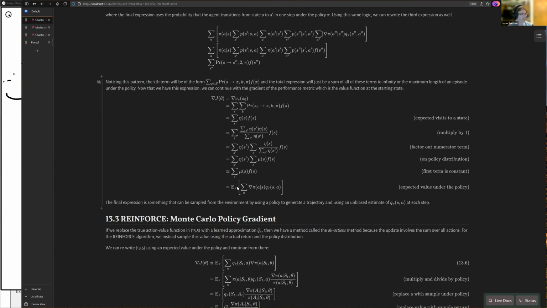Now, we can actually sample this from the environment, as long as we have some unbiased estimate of Q here, which we can get if we collect a full trajectory through the environment. Then, this expected value, we can sample from it as long as we are collecting data from the policy, right? Because if we follow the policy, we will end up collecting data according to the on-policy distribution.